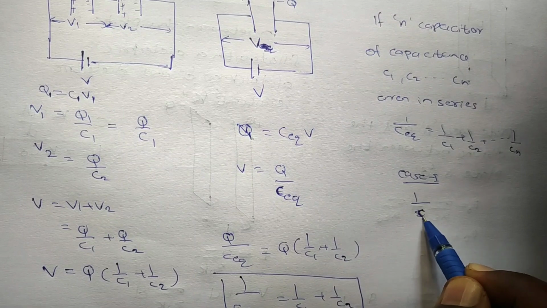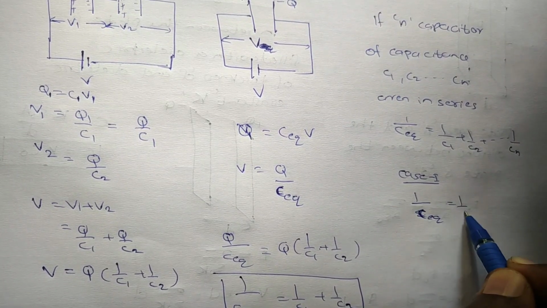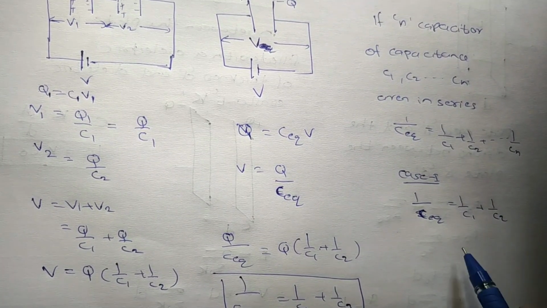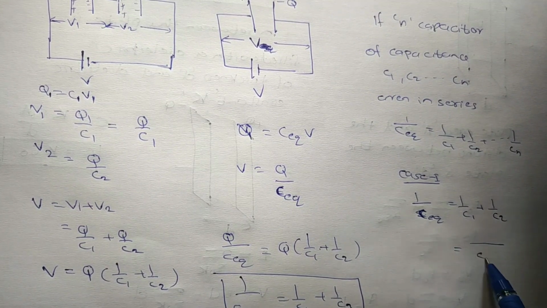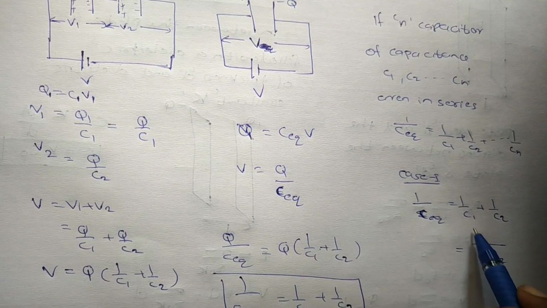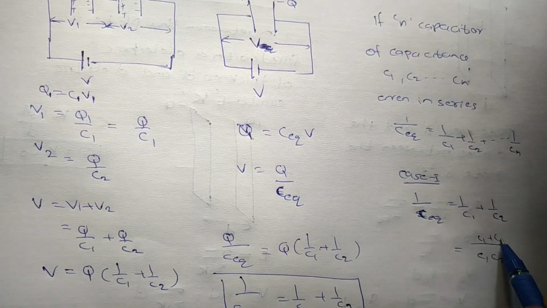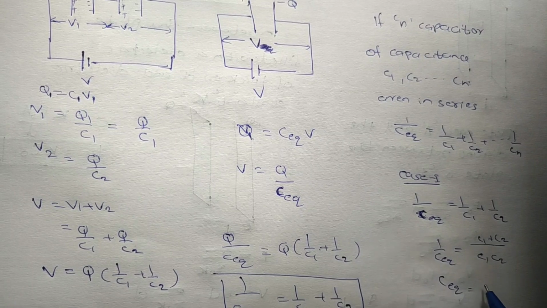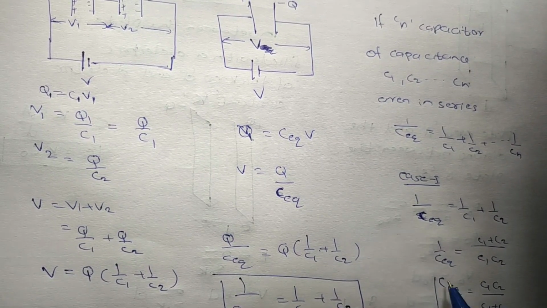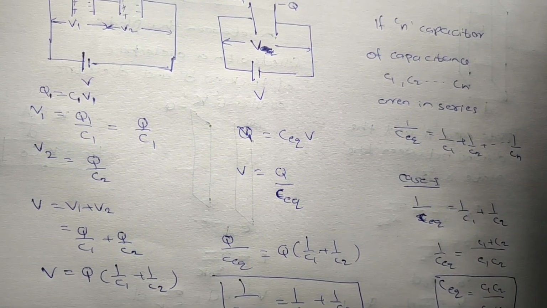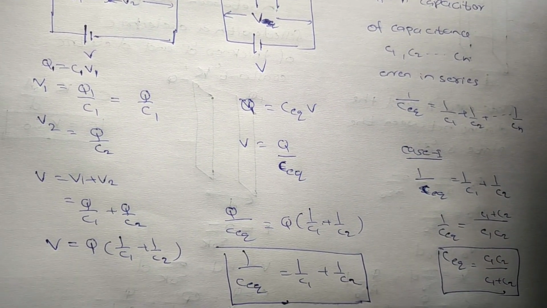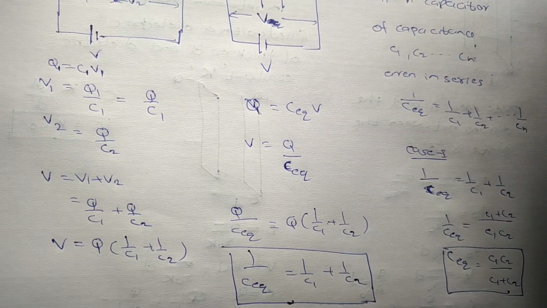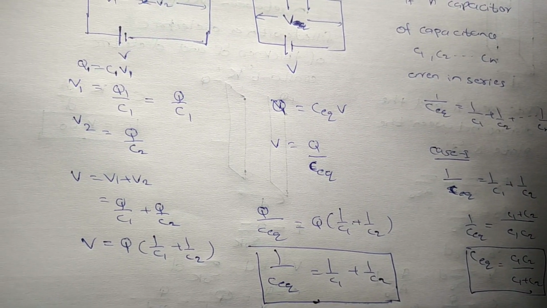That is, what will C equivalent be? 1 by C equivalent is equal to 1 by C1 plus 1 by C2. What is the LCM between them? It is C1 into C2. What will we get here? C1 plus C2. That is 1 by C equivalent. So what is C equivalent? That is C1 into C2 divided by C1 plus C2. That is the equivalent capacitance if only two capacitors are connected in series. Clear? This is about the series combination, equivalent capacitance.